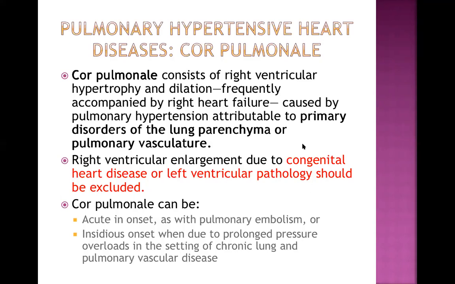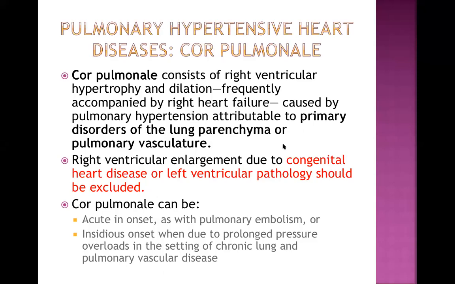This is an important one. Okay, cause is mostly from the lung or from the pulmonary blood vessel, and that is pulmonary artery. So let me say it once again. Chronic disorders of the lung parenchyma and pulmonary vasculature disorder can lead to pulmonary hypertension, and that pulmonary hypertension is causing right ventricular hypertrophy and dilation, leading to right sided heart failure. This is called cor pulmonale.